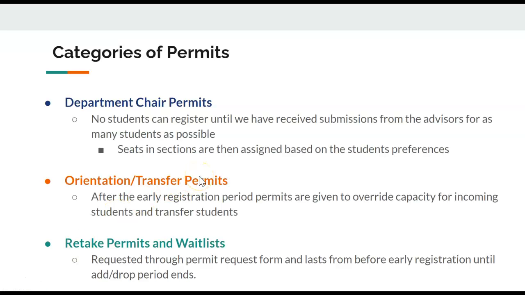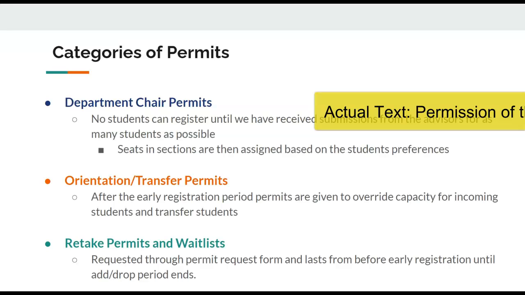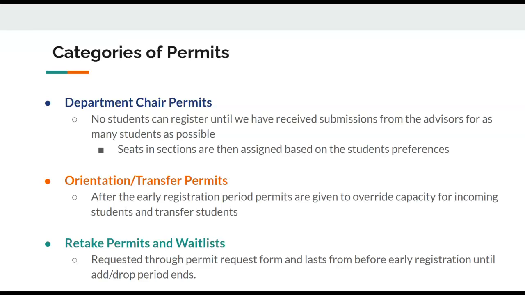The different categories of permits will last pretty much all year, but there will be different kinds of permits happening at different times, as well as overlap. The first category is department chair permits. These are for the classes on the schedule that need department chair approval, and it'll change for fall, spring, and summer as well. I'll go into more detail on that later.